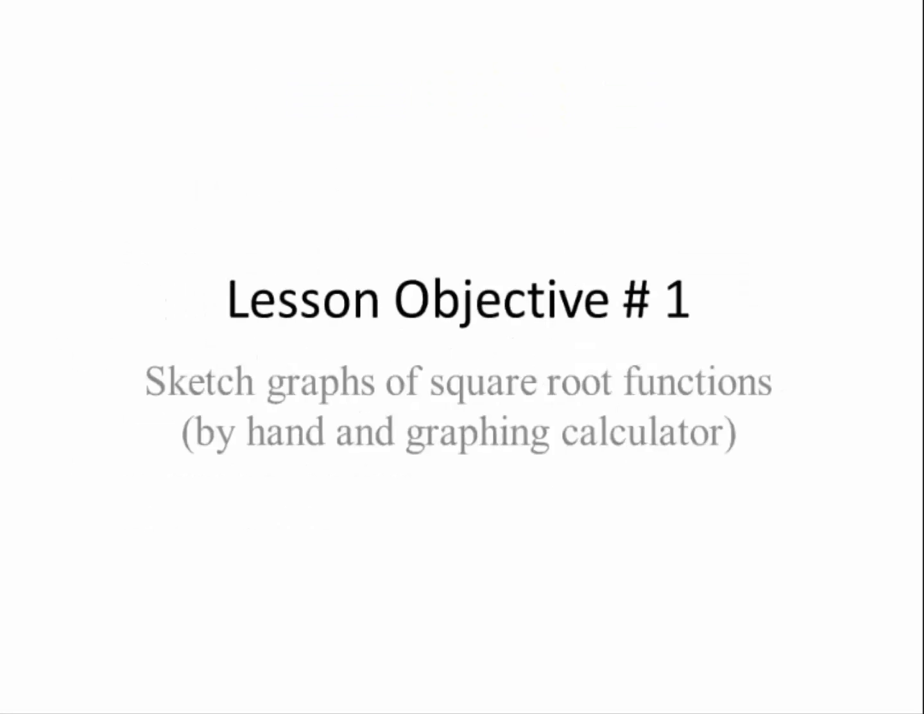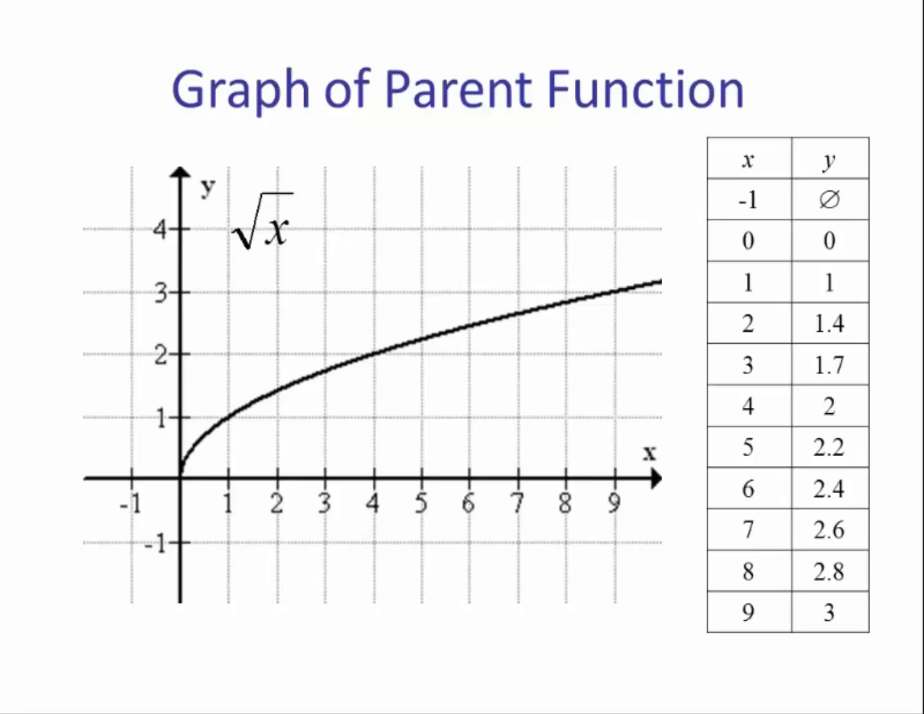Lesson objective. We'll begin with the graph of the square root function, which we will call the parent function. We're going to use the graph of the parent function square root of x to make other square root graphs. Here we have our table of values. When x is -1, y is undefined because we can only take square roots of non-negative numbers. The square root of a negative number is not a real number. So when x is -1, there is no value for y.